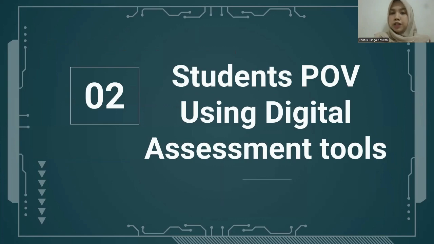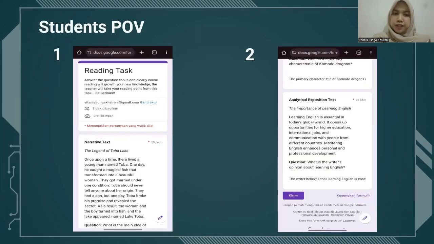Okay, next is the student point of view using digital assessment tools. I want you to know that it is not just from the teacher side, but also from the student side. This is the student point of view using digital assessment tools. First, after the student gets the link, they can just click the link, and the appearance will be like in the first block. It will be like this. The student can scroll down and find the question that I already built.